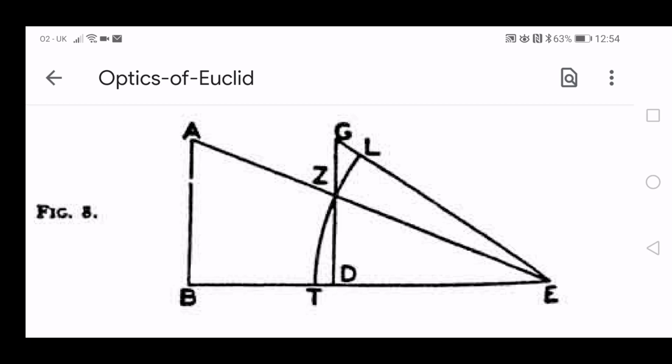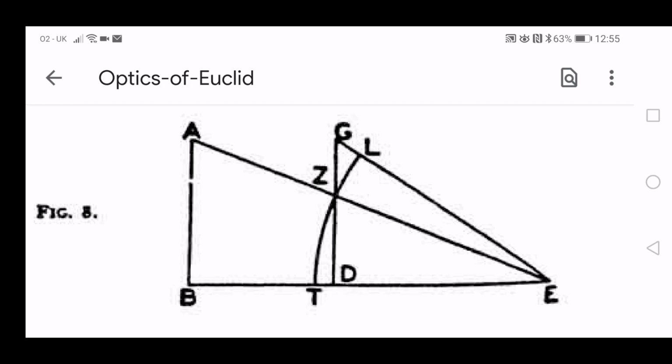LZT. Now since the triangle EZG is greater than the section EZL, and since the triangle EZD is less than the section EZT, the triangle EZG compared with the section EZL has a greater ratio than the triangle EZD when compared with the section EZT, and alternately, the triangle EZG compared with the triangle EZD has a greater ratio than the section EZL when compared with the section EZT.